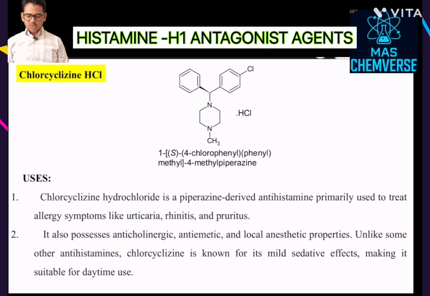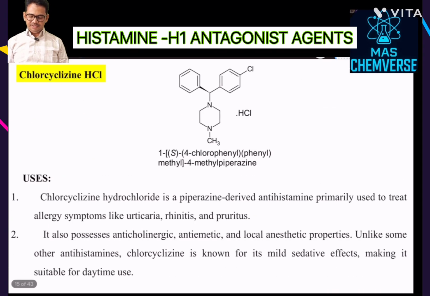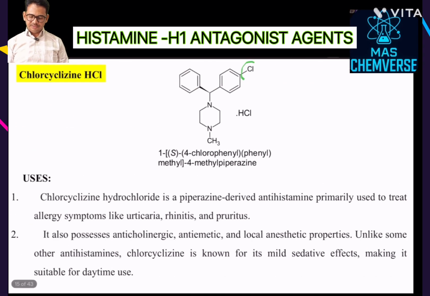Now you can see chlorcyclizine. Chlorcyclizine is exactly similar to cyclizine. But what is the difference? It only has a chlorine here at the para position. Here only it has the chlorine group. That's why chlorcyclizine has extra chlorine. Okay, that is the reason it is called chlorcyclizine. It is attached to the hydrochloric acid to form the hydrochloride salt.